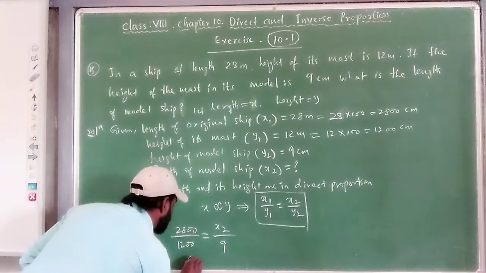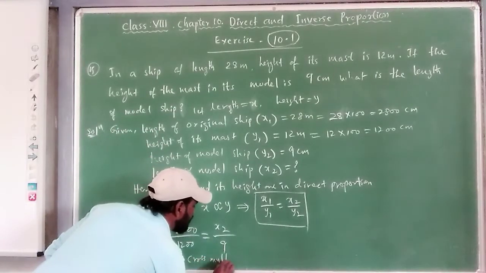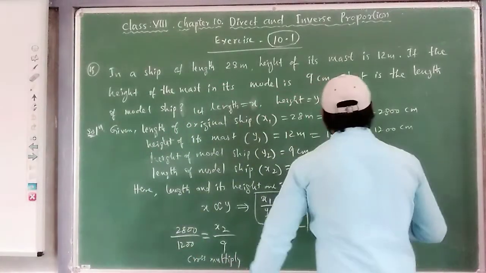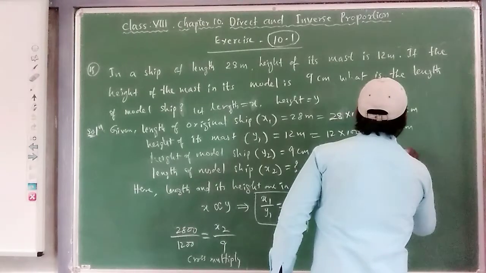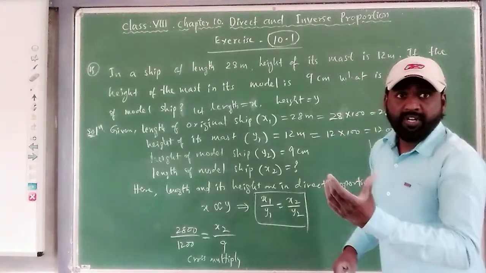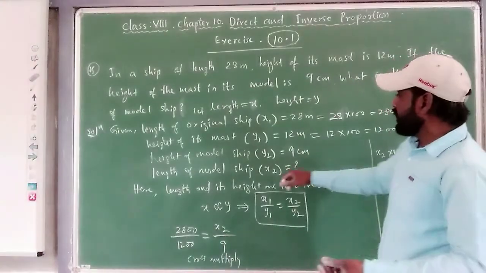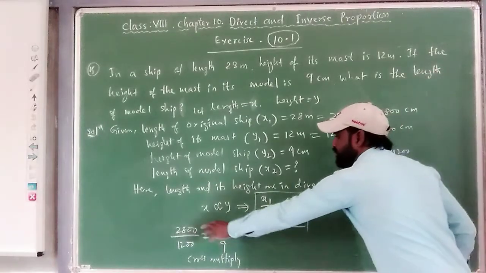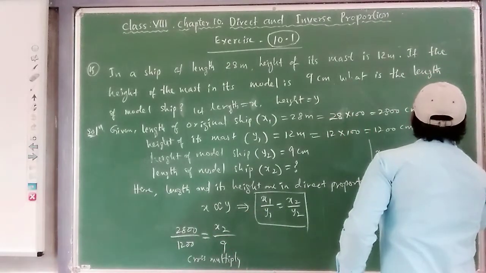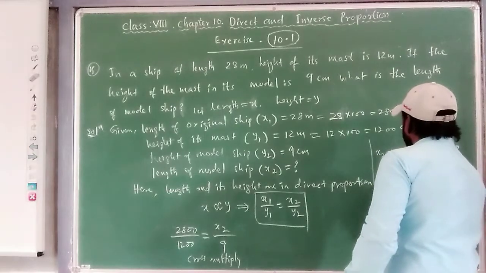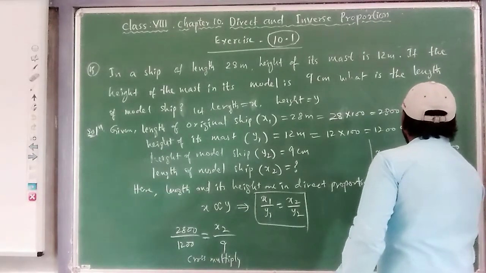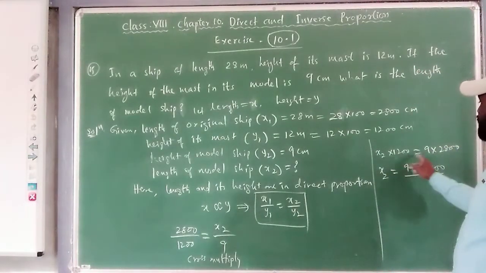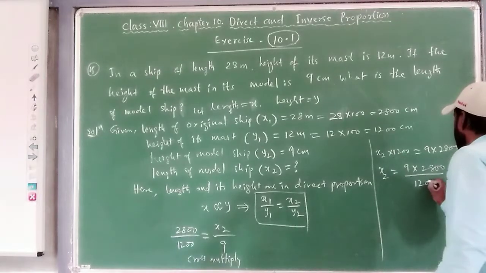So do the cross multiplication. When you cross multiply, you get x2 into 1200. We are going to find the x2 value, so keep that on the left hand side. The remaining is 9 into 2800. So write x2 on the left hand side and 9 into 2800 on the right side. The remaining value on the left hand side, 1200, transposes to the right side as the denominator.